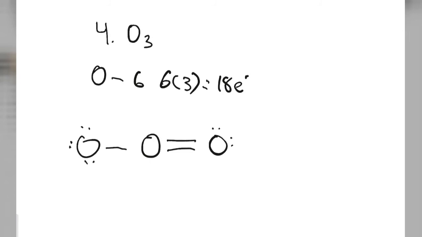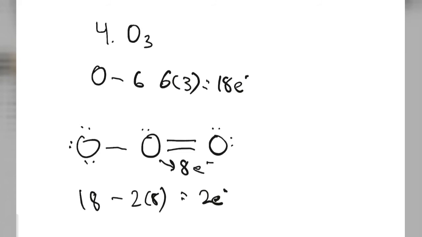Okay, now let's do the calculations. So we have a total of 18 valence electrons, and each oxygen has an octet. So it gives us again 2 valence electrons, which we can draw as lone pairs. Now in the center, we have actually a total of 8 valence electrons, which gives us a good Lewis structure, which means everything is in the octet rule and we're all good.